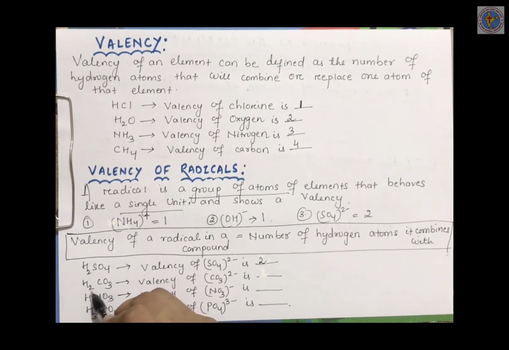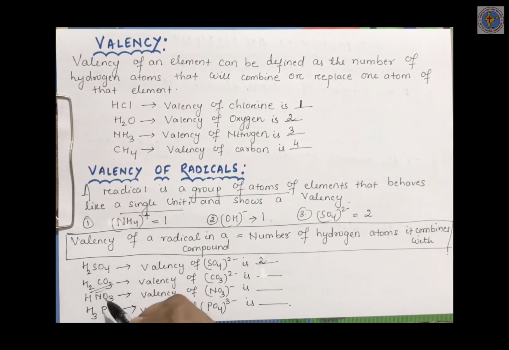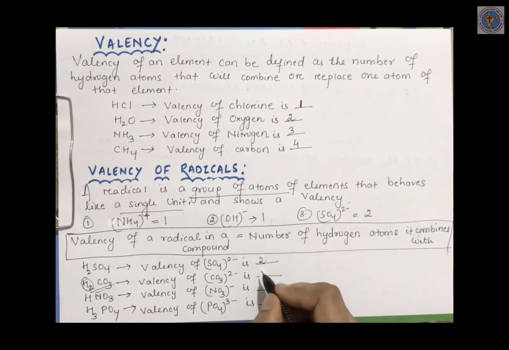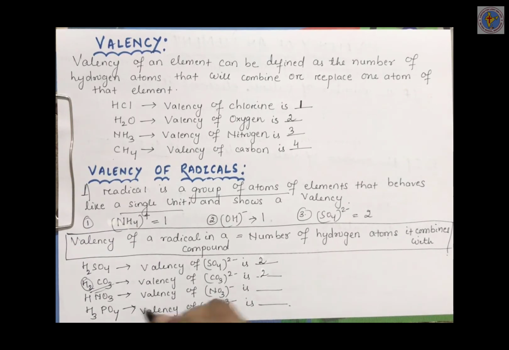Now second example is H2CO3. H2CO3 is nothing but your carbonic acid. Here the carbonate radical is combining with 2 hydrogen atoms. So the valency of carbonate radical is again 2. Third one, HNO3, that is nitric acid. Here the nitrate radical NO3 is combining with 1 hydrogen atom. So the valency of nitrate radical is 1.